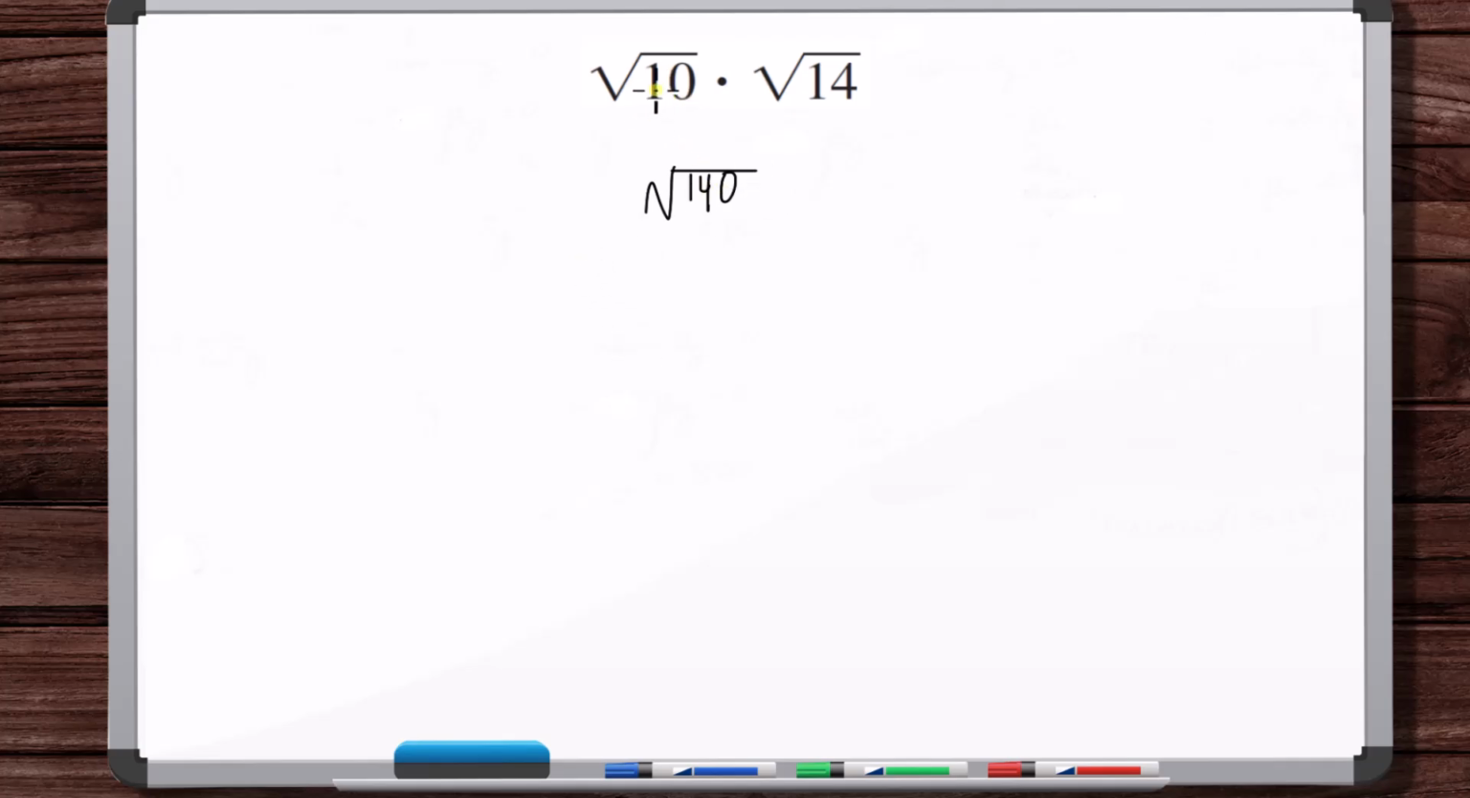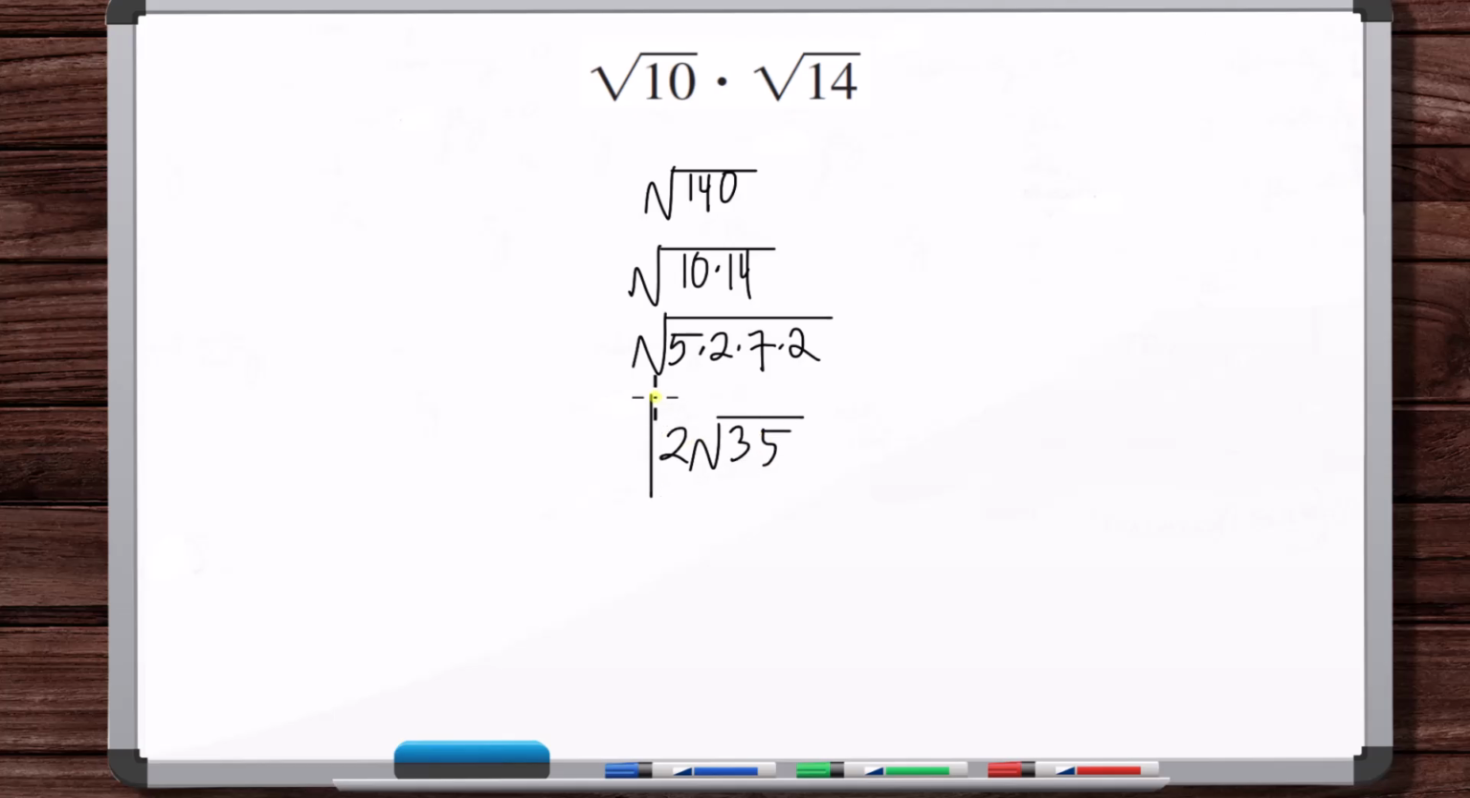Like here, we need to use the properties of radicals, right? They're properties of radicals, but a radical is a form of inverse multiplication or inverse exponent. So 140, now we just simplify this, is 10 times 14. We've got 5 times 2 times 7 times 2. So we can take out a 2, and 7 times 5 is 35. There we go.